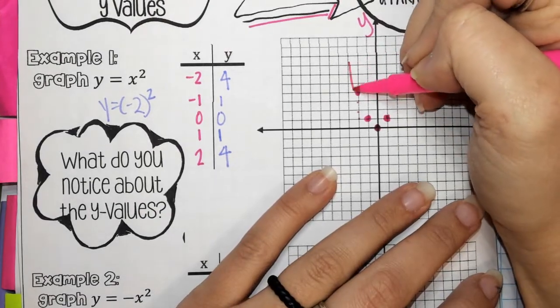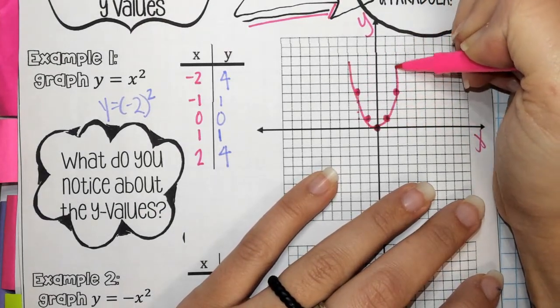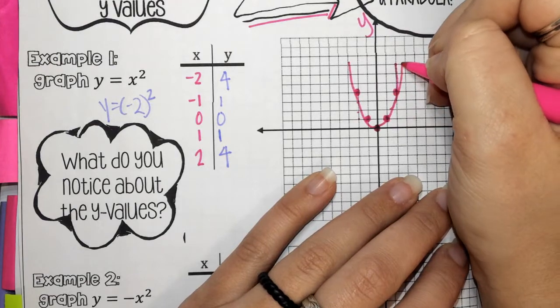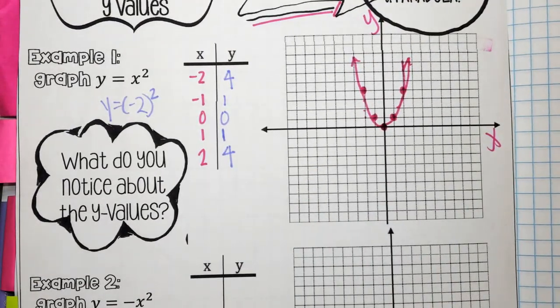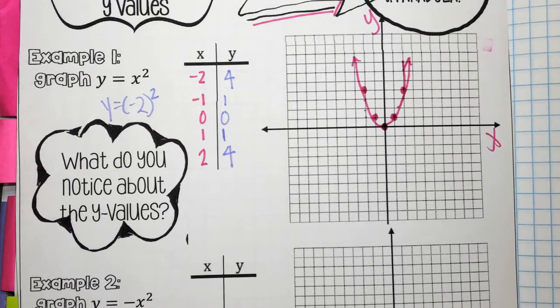Now let's connect our dots by making a U. Ooh, Blair. I put an extra dot. That's okay. My line went crazy.